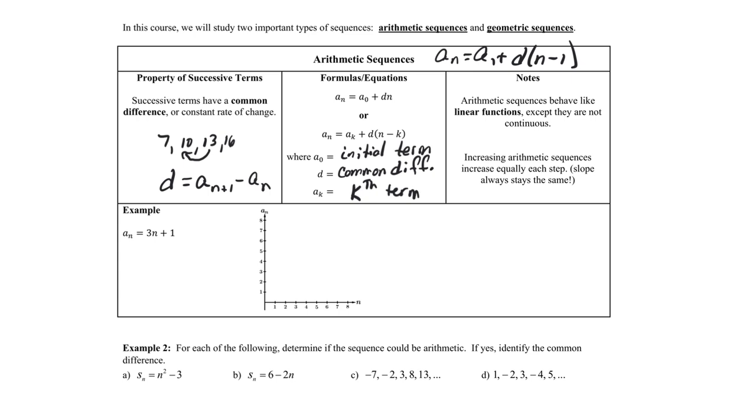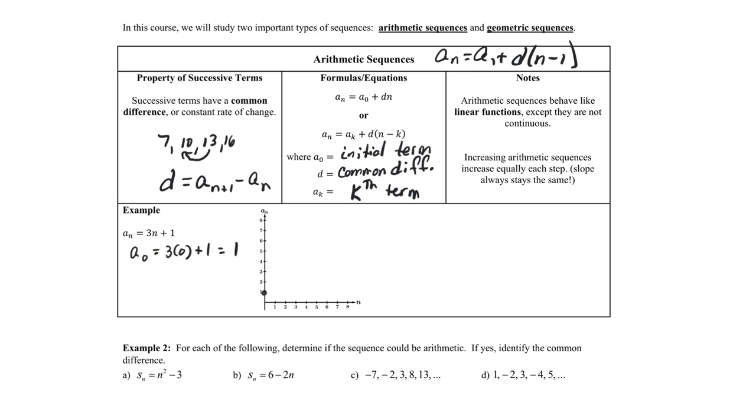Okay, on the next column over, remember, arithmetic sequences behave like linear functions. They're not lines because they're not continuous, all right? But we will have dots that form a linear pattern. Okay, so let's come down here to the example. We have a sub n equals 3n plus 1. And if I want my initial term, a sub 0, we would just put the 0 in there with the 3, and we would get a 1.